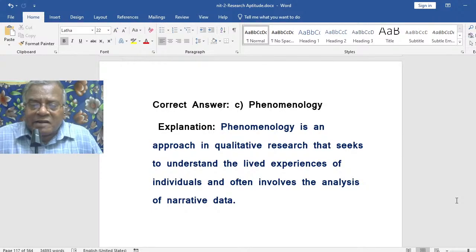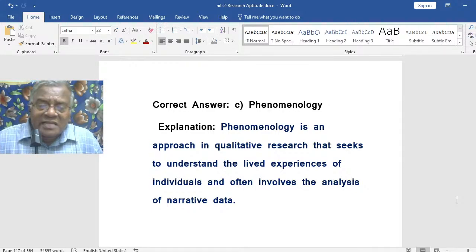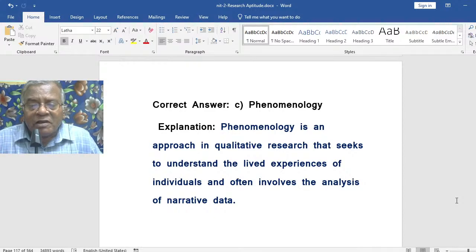They give the narratives: how they have suffered, what were the symptoms they were experiencing, and what was the agony they were undergoing while this coronavirus was affecting the entire village. All these things they will be giving in the narrative style. So, this is called understanding the lived experience of individuals, which often involves the analysis of narrative data.